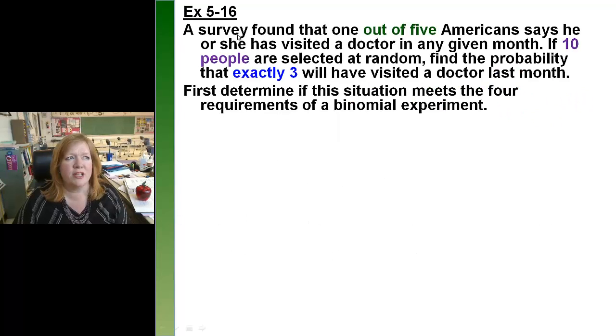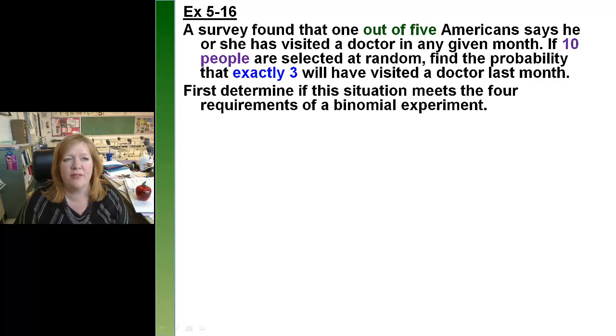So let's look at this next one. A survey found that 1 out of 5 Americans, when you see that 1 out of 5, it should clue you in that is a probability. That's why I have it in green. Americans say that he or she has visited the doctor in any given month. If 10 people are selected, that's your trials. That's the n, 10 people. Find the probability that exactly 3 will have visited the doctor last month. 3 is your success. X will be 3.